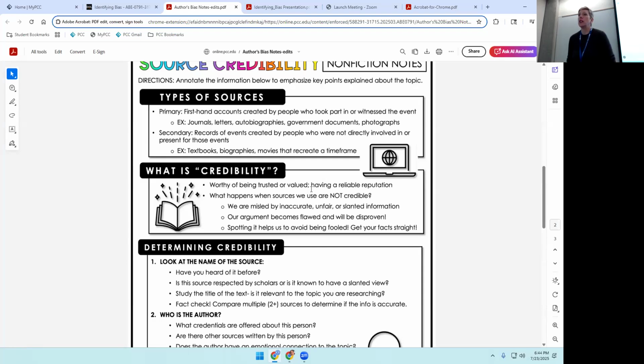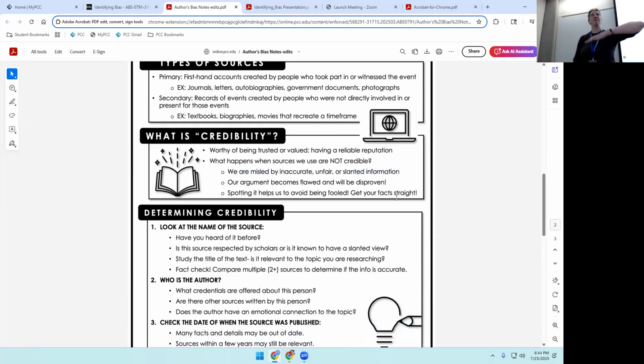Credibility is around the trustworthiness of the person writing it. How accurate do we think this is? What's slanted mean? Have you heard that in terms of writing? So under credibility, slanted: we are misled by inaccurate, unfair, or slanted information. If you haven't heard that before, slanted is absolutely one-sided. Yes, so it's kind of like tipped the scale one direction. That's the slant. Excellent.